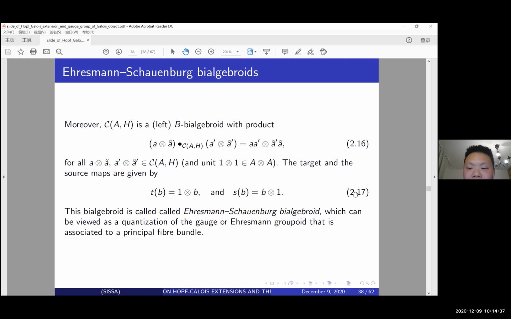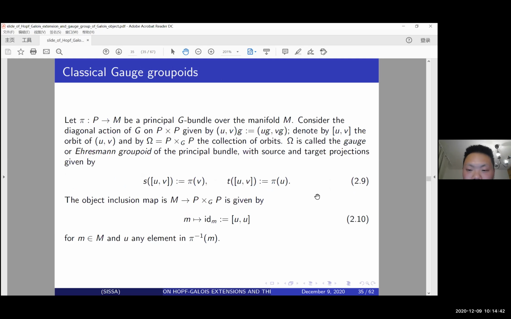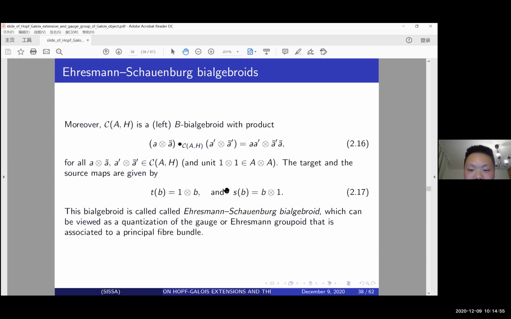You can see this relation 2.17 is nothing but due to the relation 2.9. But here we have reversed the case. So here the source map sends this element to the product on the second factor. But here we have the target map put b on the first factor. So this is exactly why I asked this question, because it's more natural to have it like in 2.17, in my opinion. Yes, this is not natural, but at the beginning we also have the target and source maps in which s of b is equal to 1 tensor b, that is, put b on the second factor.